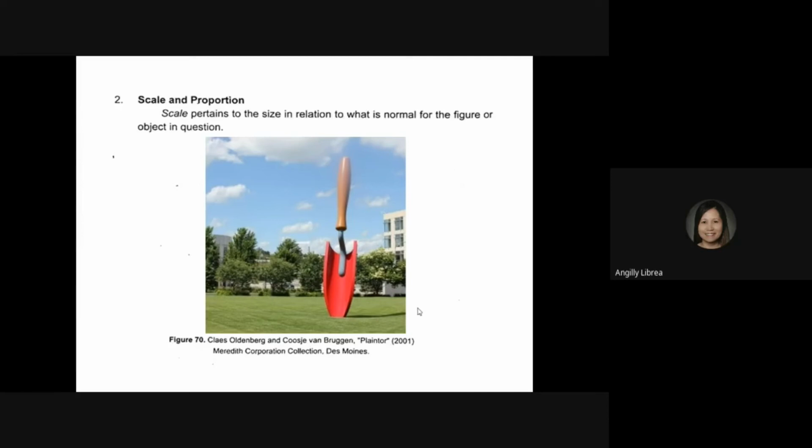I don't know if you have seen that one. Ng overly sized na paper clip. For a long time, it occupied a prominent spot at the entrance of Ayala Museum.